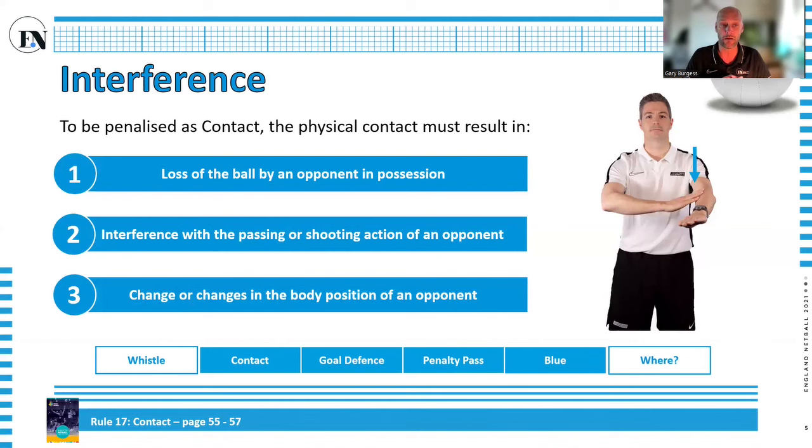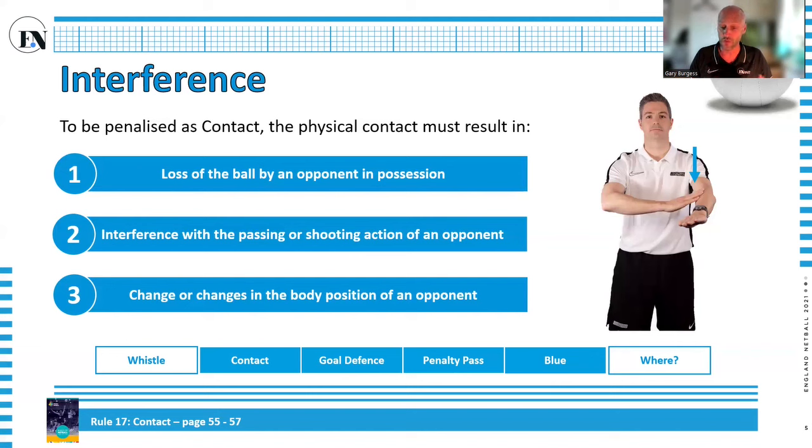So when we're talking about interference, to be penalised as contact, the physical interaction, the physical contact, must result in either one, a loss of the ball by an opponent that's in possession. Okay, so they either drop it or the arm hits and the ball goes off in a different direction. Or two, interference with the passing or shooting action of an opponent. Okay, so if you're leaning on the player and they can't get their arm out and you're pinning them, or if they go to pass and you hit their arm and the ball deviates off, that's also covered in that situation.